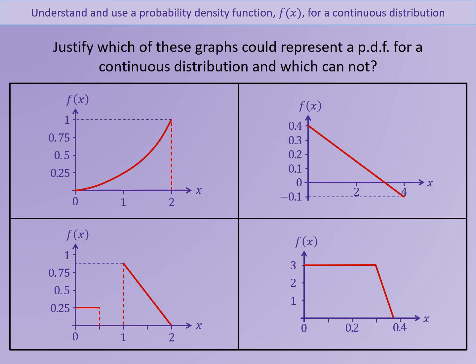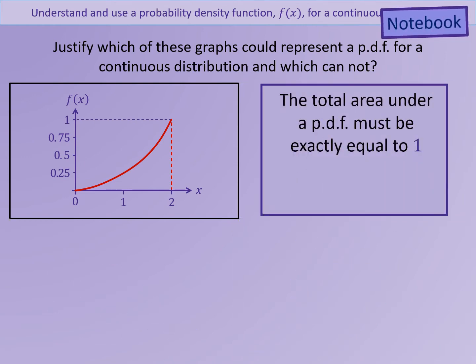For each of these graphs, consider which of these could represent a probability density function for a continuous distribution. So the first one, the total area under a PDF must always add up to 1. This is because probabilities always add up to 1. So if we were to integrate this function from minus infinity to plus infinity, in other words, all of the x values it could possibly take, this has to equal 1.